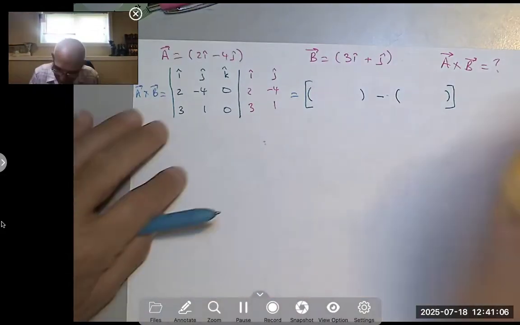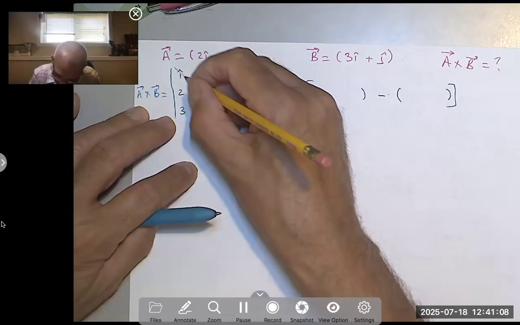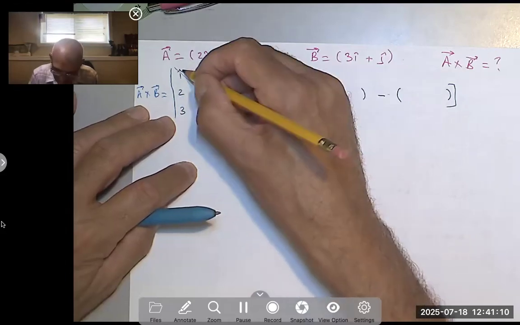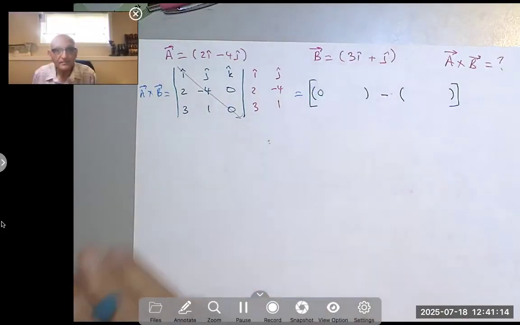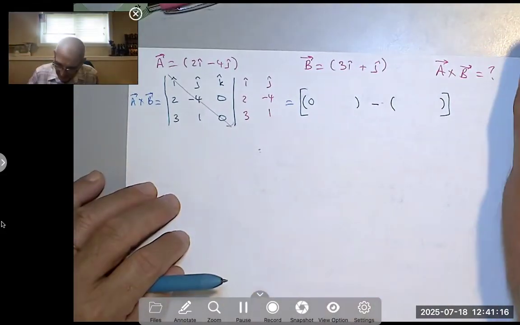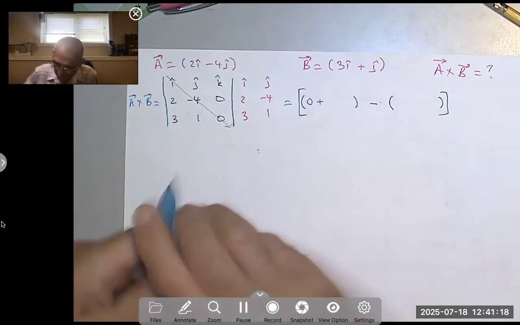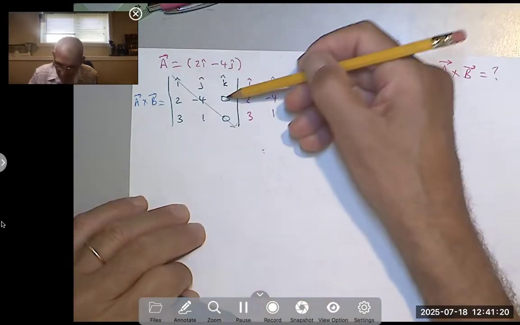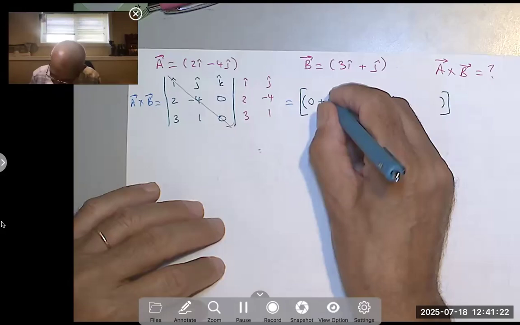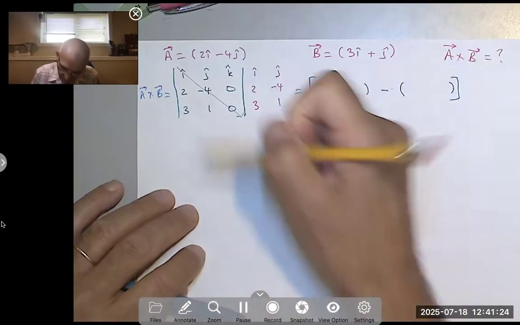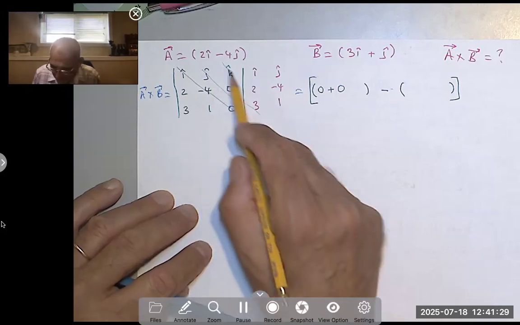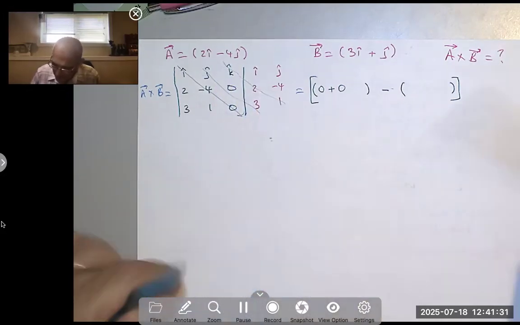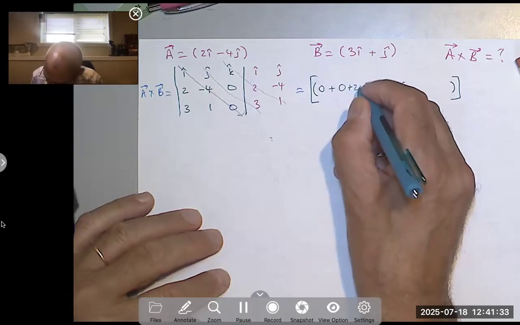We are going to multiply the elements along the main diagonal. i times negative 4 times 0, it's 0. Plus j times 0 times 3, another 0. And then for the k, I'm going to multiply k times 2 times 1, which is positive 2k, so I write positive 2k.